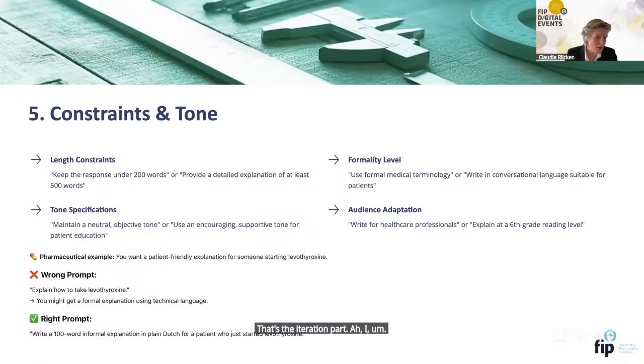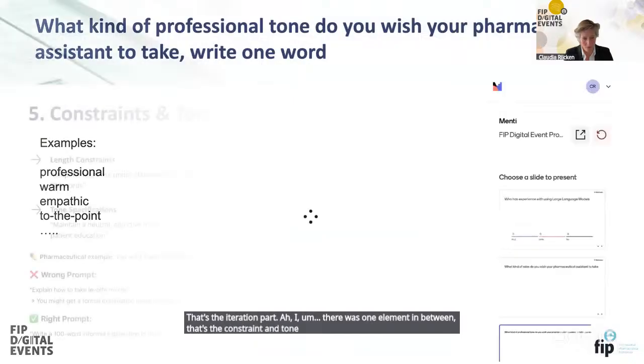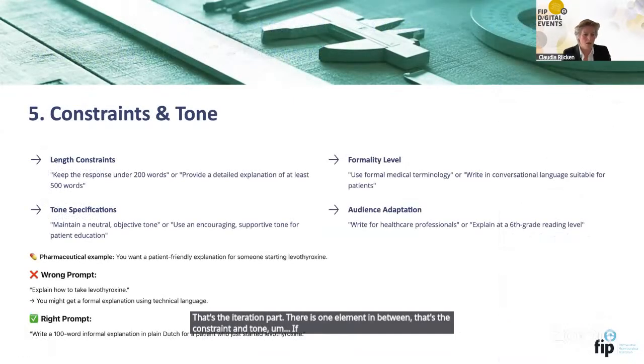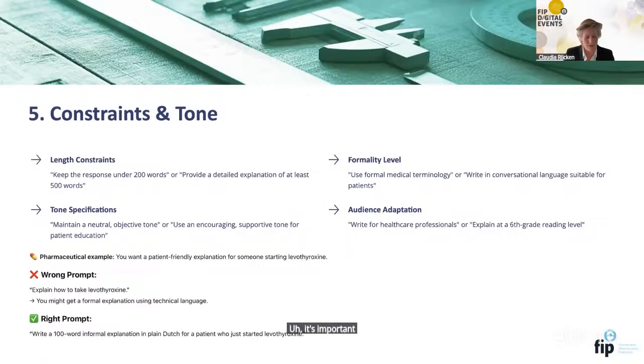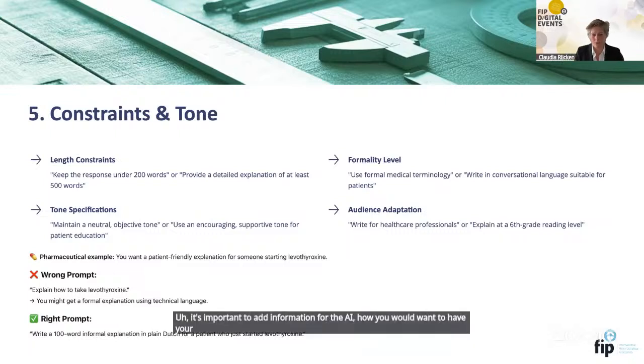There is one element in between. That's the constraint and tone. If you put in the prompt, for example, you want to make a patient leaflet, it's important to add information for the AI on how you would want to have your email or your letter or your presentation, in which tone you want to have it developed.